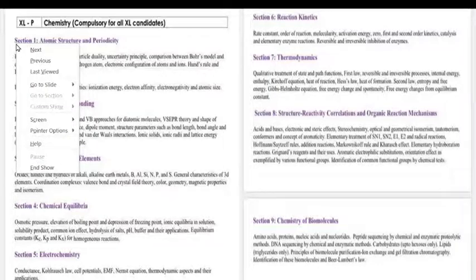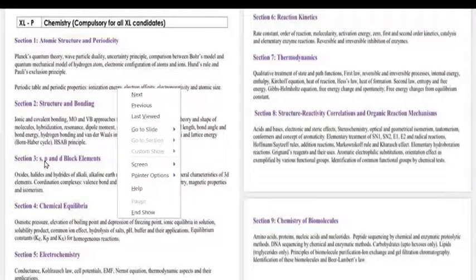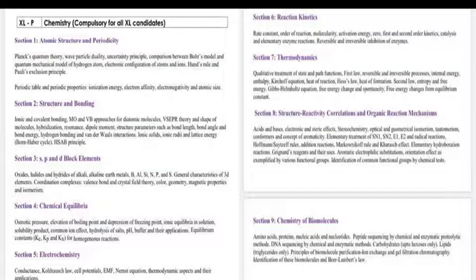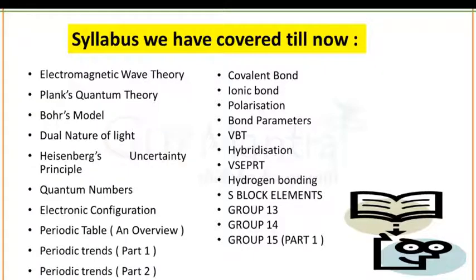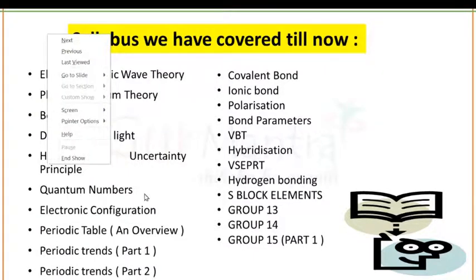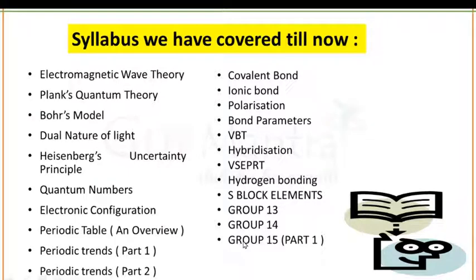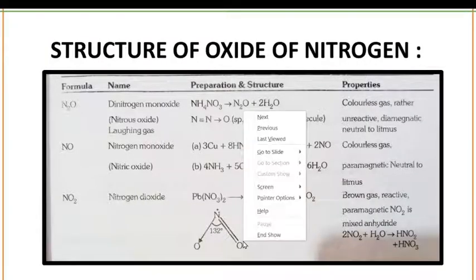So in this lecture we are going to discuss section C, that is your S block, P block and D block elements. We have started P block elements and we have covered till now 13th group, 14th group, 15th group part 1, and now we are going to discuss the structures of oxides of nitrogen.